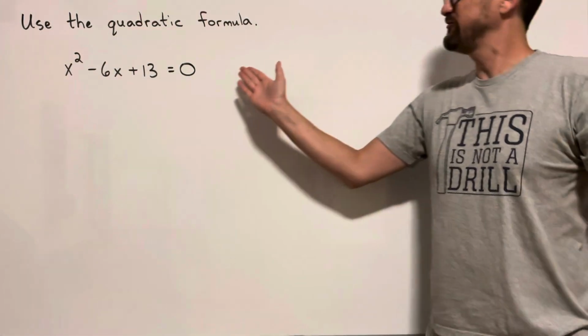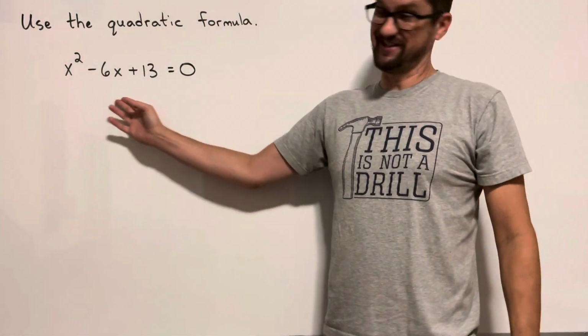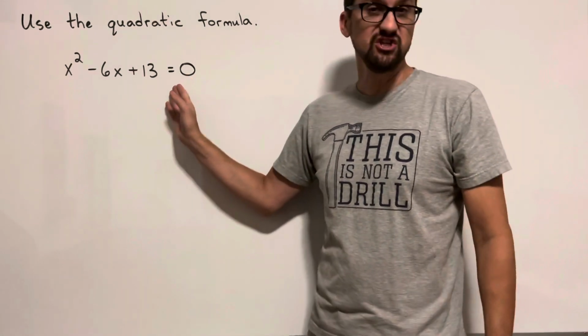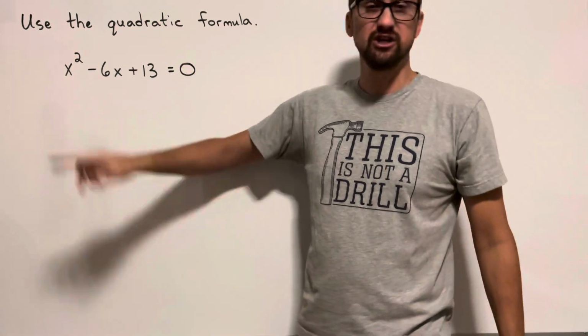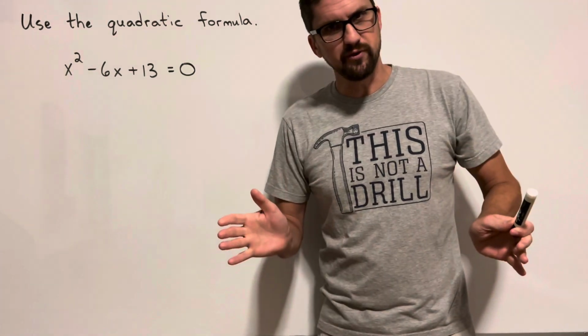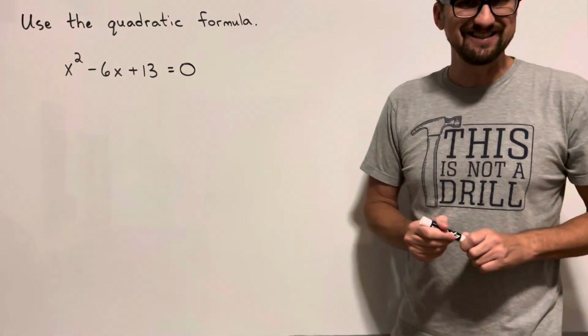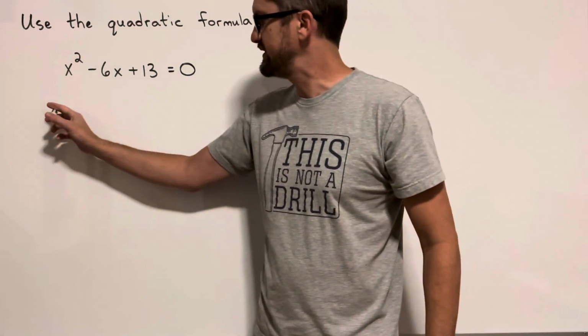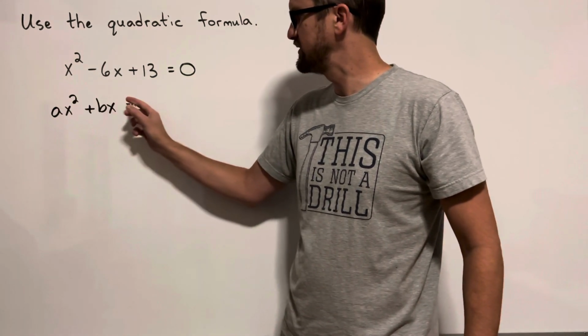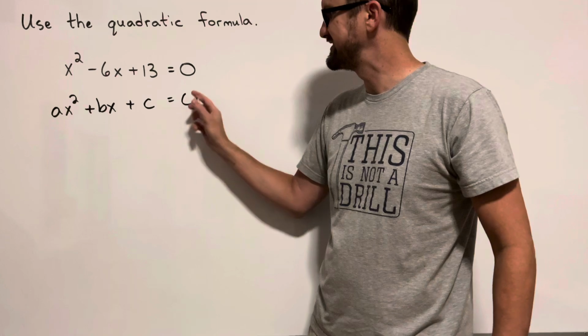Use the quadratic formula to solve this. This is a quadratic equation. It's an equation because of the equal sign, and it's quadratic because of the x squared term. Now, to use the quadratic formula, the first thing you want to do is make sure this is in standard form. Standard form is ax squared plus bx plus c equals 0.